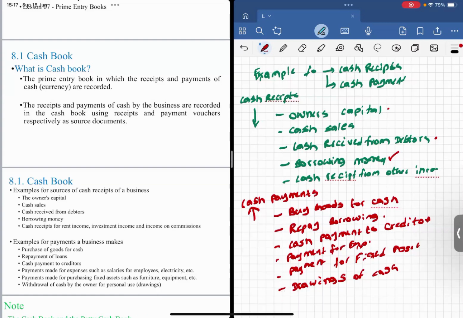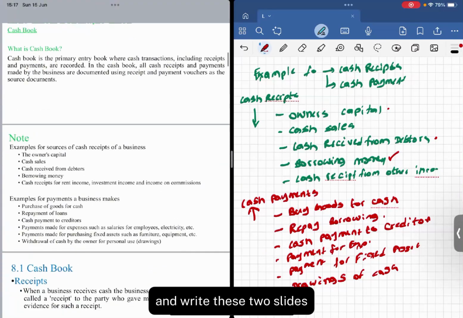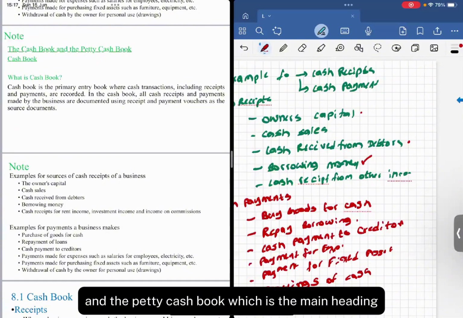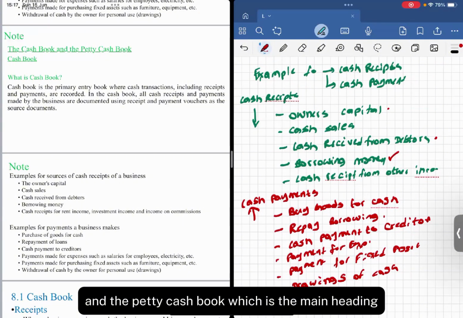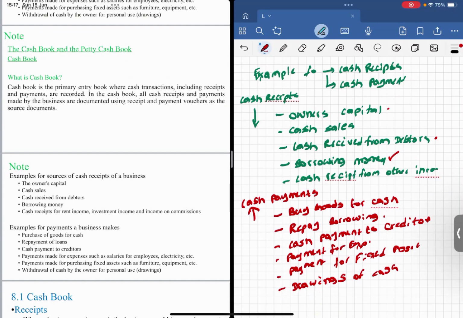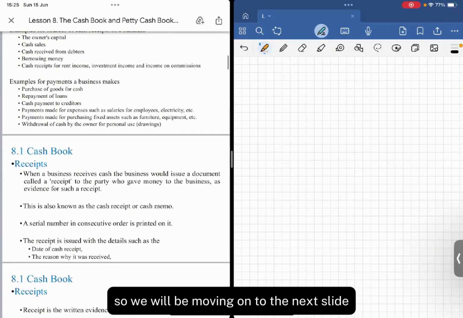So you can take a couple of minutes and write these two slides. Put the main heading as the cash book and the petty cash book, and then you can put the subheading as cash book, and then what is cash book and so on. Take a couple of minutes and write it down. So we will be moving on to the next slide.